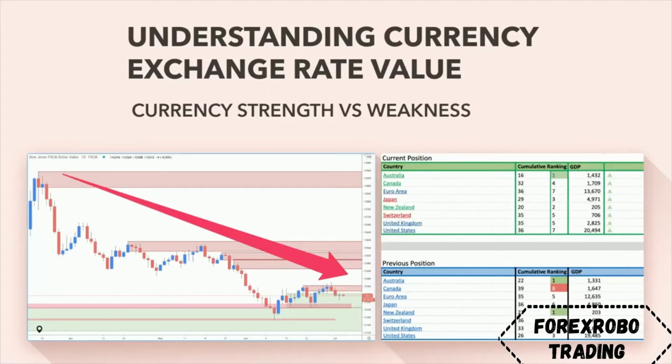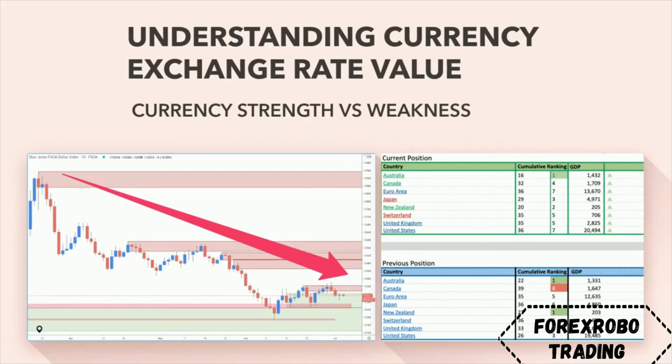So as an overview, we need to understand a currency's exchange rate value. We're trading currencies in pairs, so we need to understand a country's strength or weakness based off really three main things, and some other things as well. The three main things are GDP, interest rates, and inflation. Those are some of the macroeconomic markers used on the fundamental analysis spreadsheet, and a few others.